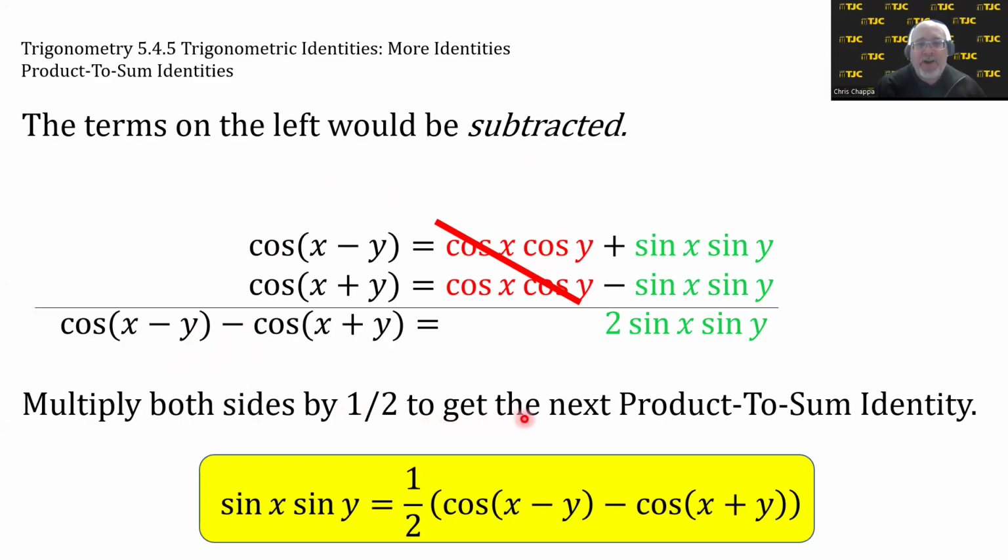Multiply both sides by 1/2 to get the next product to sum identity. We would get sine of x times sine of y equals 1/2 times cosine of x minus y minus cosine of x plus y.